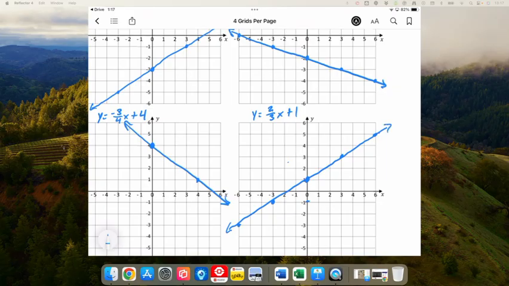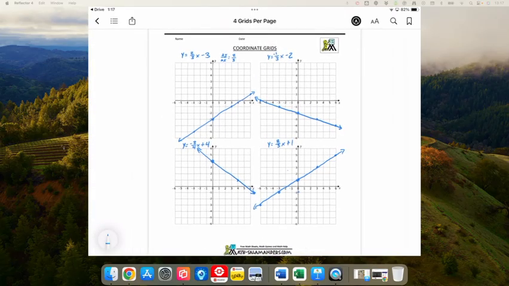Okay. That's kind of a quick crash course on how to graph linear equations. I hope this is helpful.